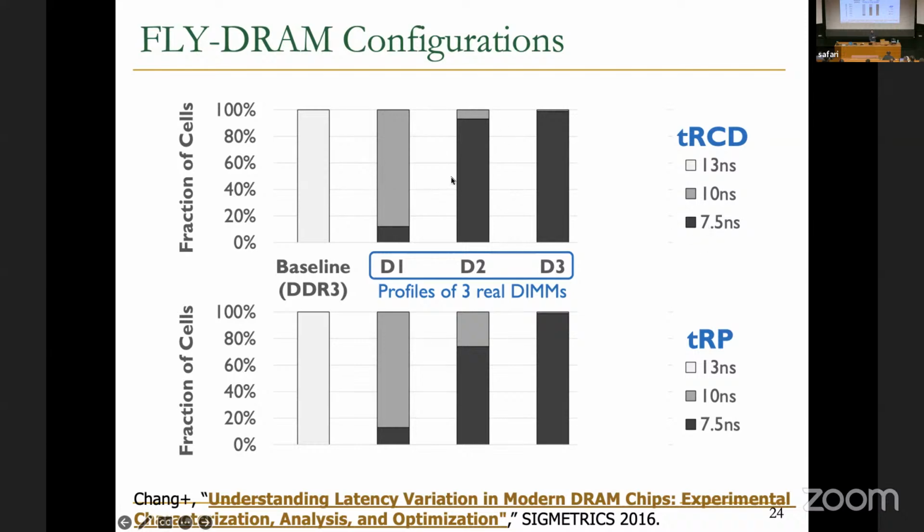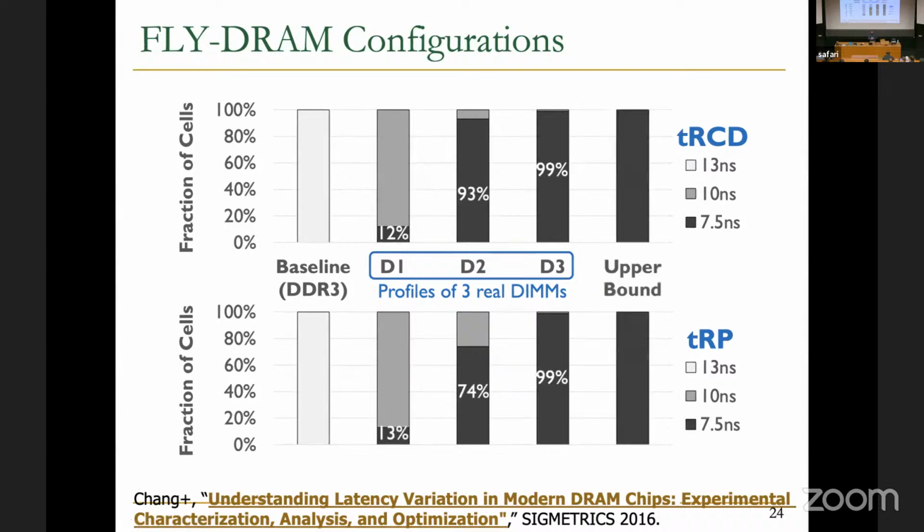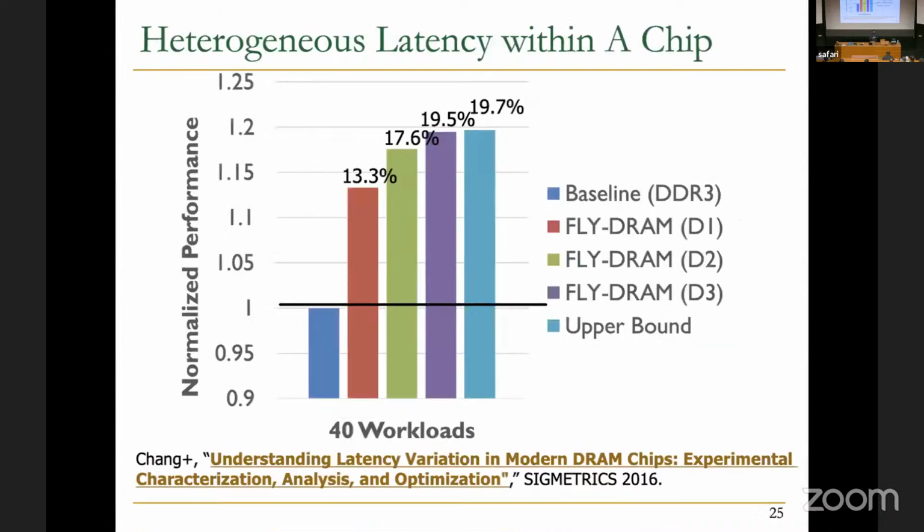And for different DIMMs, partially you use 10 nanoseconds, another part 7.5 nanoseconds. So you can use this heterogeneity to provide performance improvements. And the upper bound is 7.5 nanoseconds in this case. And when we look at the performance impact of this latency reduction, it actually provides even higher performance gains, up to around 19.5%.